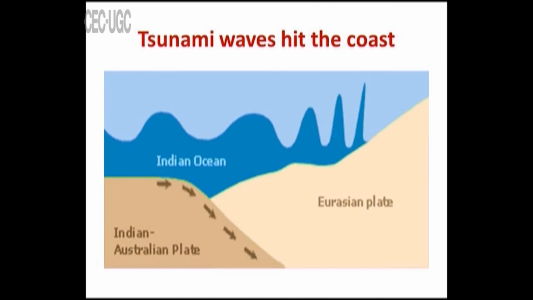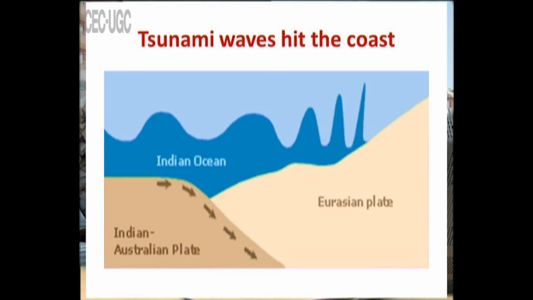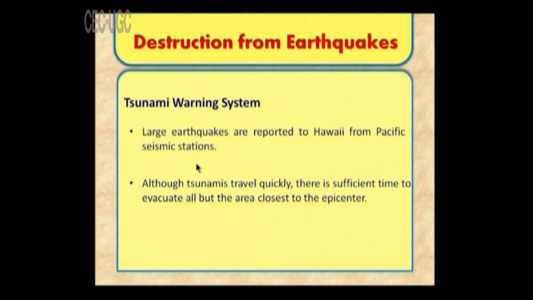So, earthquakes affect not only the land, they can affect the onshore also. So, nowadays people have precaution methods for tsunami also. That means they have built an instrument called the tsunami warning system. Large earthquakes are reported to Hawaii and Pacific areas, where they have constructed seismic stations. With the help of seismic stations, whatever waves or disturbances occur will be easily recorded. From that record they can easily find out whether it is a tsunami or a simple earthquake.